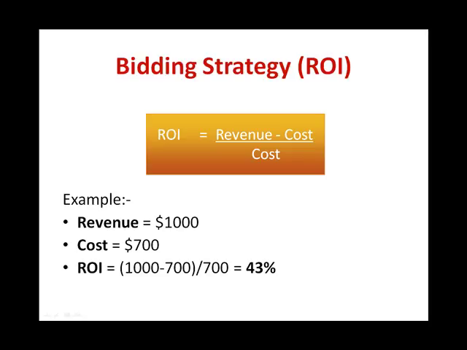One more formula you should learn is how to calculate your return on investment. The formula is revenue minus cost, divided by cost. For example, if you generate $1,000 from an ad cost of only $700, then your profit will be $300. Your ROI will then be 1,000 minus 700, then divide by 700, which equals 43%. Ideally, the ROI to aim for is 100% or more. If you're not getting 100%, then tweak your campaign until you achieve that.